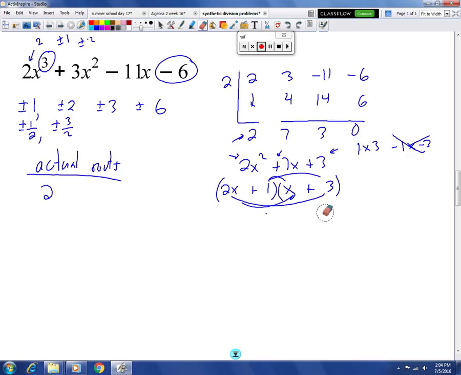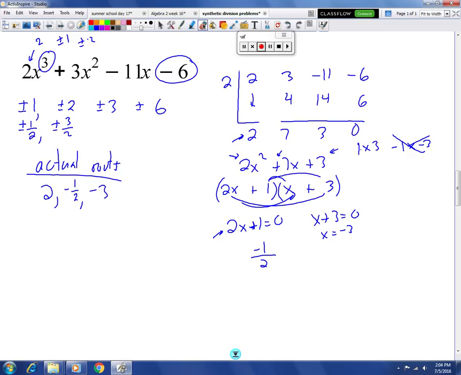Alright. What are the actual roots? Okay. I would set 2x plus 1 equals 0. Of course, I'd just do that mentally. I'd change the 1 to negative 1, and I'd put a 2 underneath there to match that 2 there. So my other actual root is negative 1/2. And of course, this one, x plus 3 equals 0, negative 3. Okay.